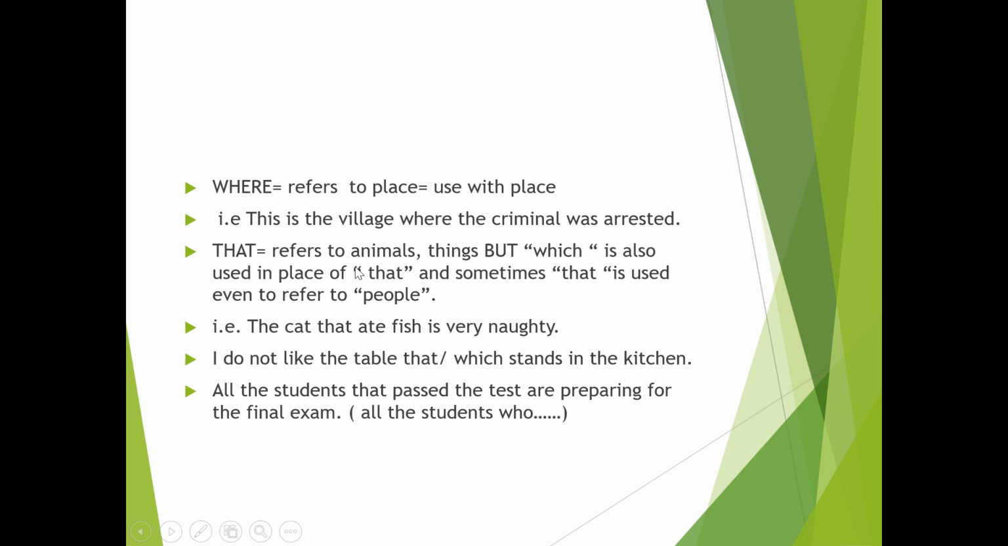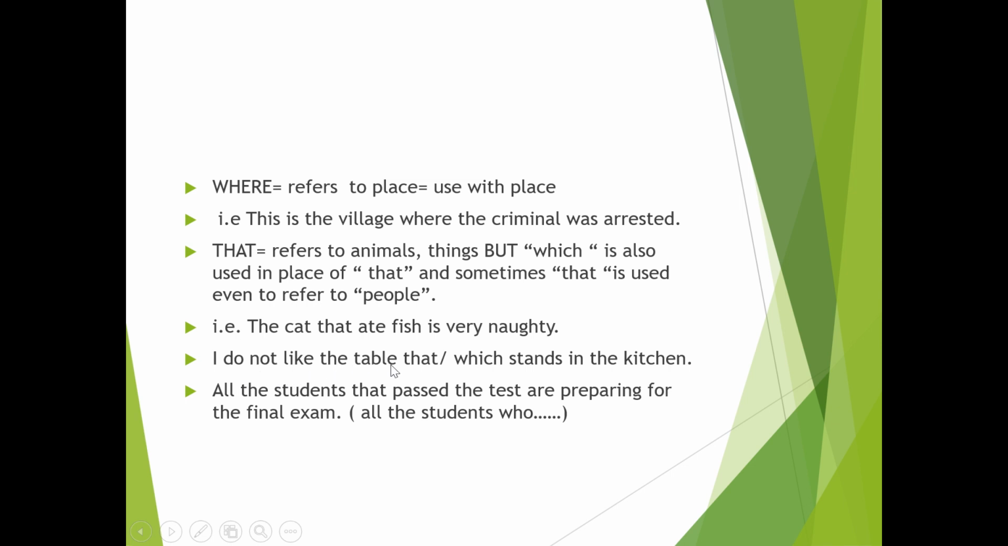That refers to animals, things, but which is also used in place of that. तर whichको पनि प्रयोग गरिन्छ that को सट्टामा. And sometimes that is used even to refer to people. मान्छेलाई पनि देखाउन कहिलेकाहीँ refer गर्न that को प्रयोग गरिन्छ. The cat that ate fish is very naughty. Cat like that ate fish, जसले खायो त्यो बदमाश हो.